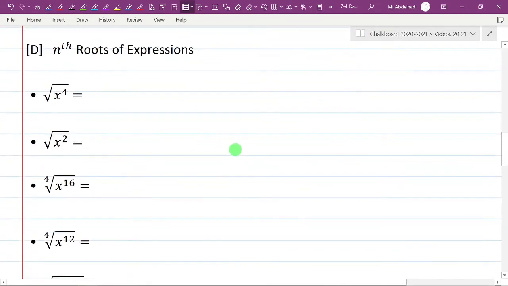So what if you're taking roots of numbers? What about taking roots of variables? So what's the square root of x to the fourth power? What would you square to get x to the fourth power? Well, if you think about it, wouldn't x squared times x squared give you, add the powers, x to the fourth? Yeah. So the answer here is x squared.